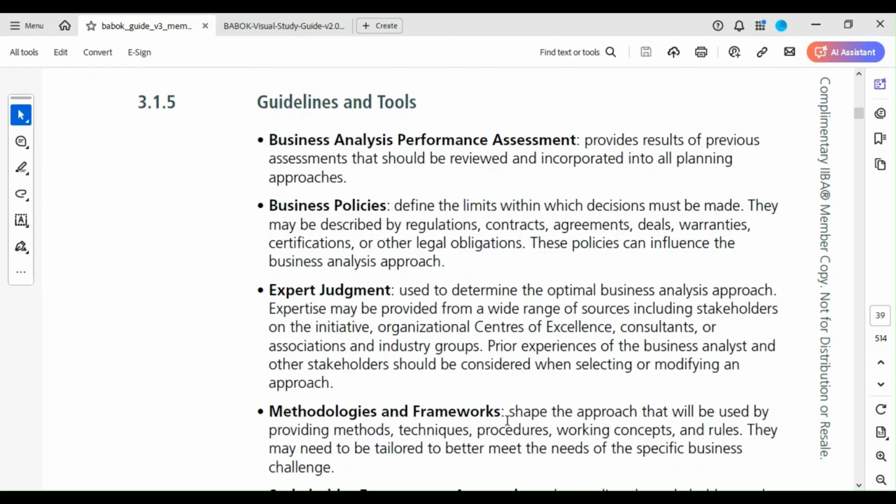Business policies define the limits within which decisions must be made. They are policies guiding. They may be described by regulations, contracts, agreements, deals, warranties, certificates, certifications, or other legal obligations. These policies can influence the business analysis approach.